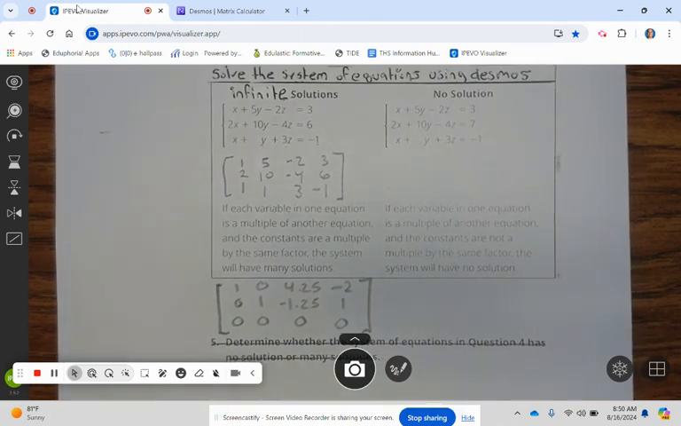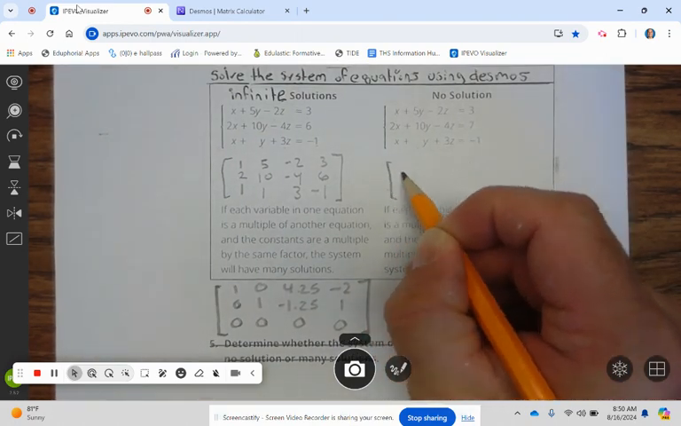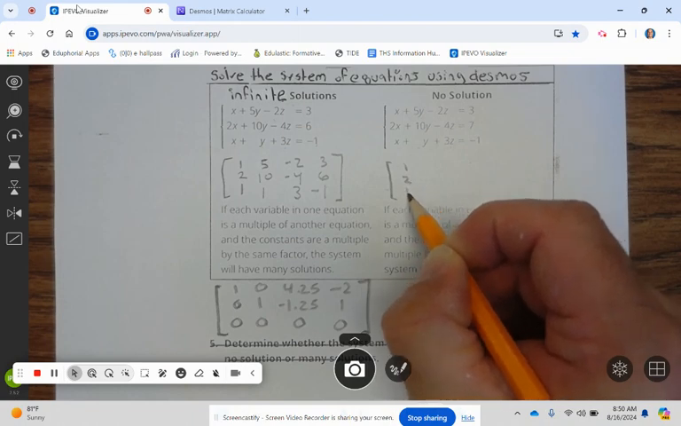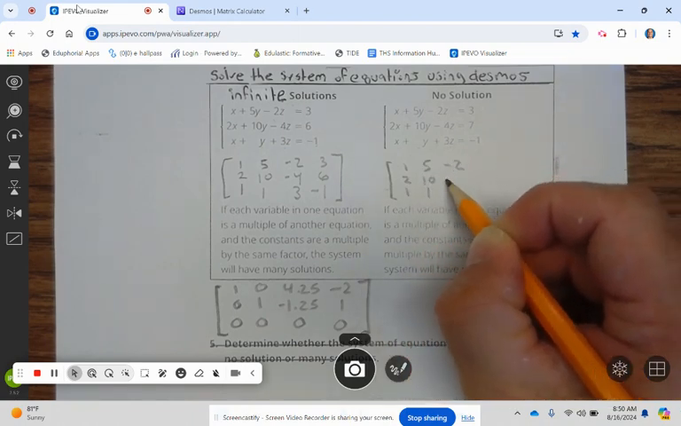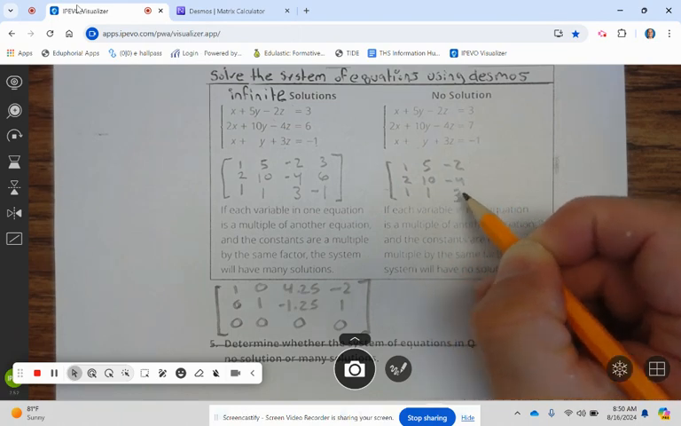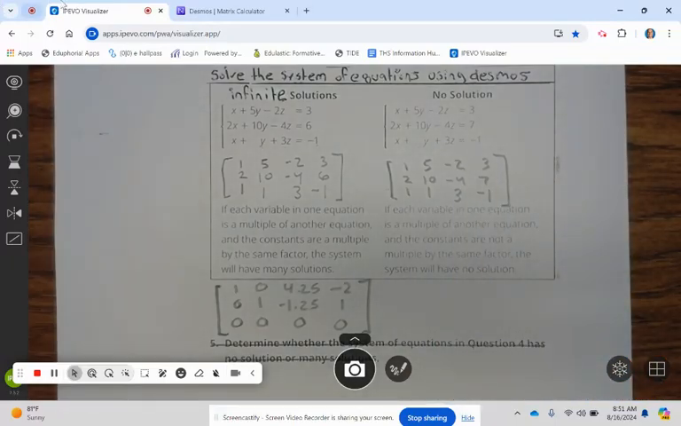So we need to verify we have an x column, y column, z column. So let's convert this to a matrix. So that's 1, 2, 1, 5, 10, 1, negative 2, negative 4, 3, 3, 7, negative 1. Let's go ahead and plug that into Desmos.